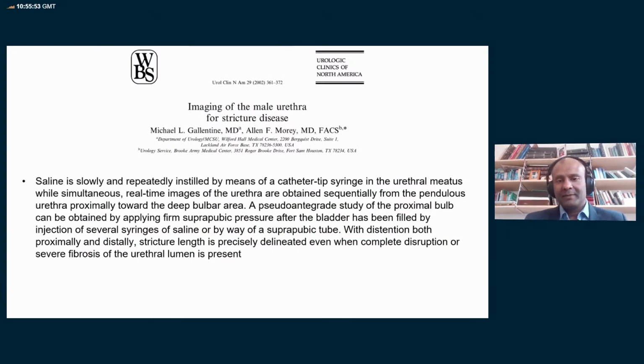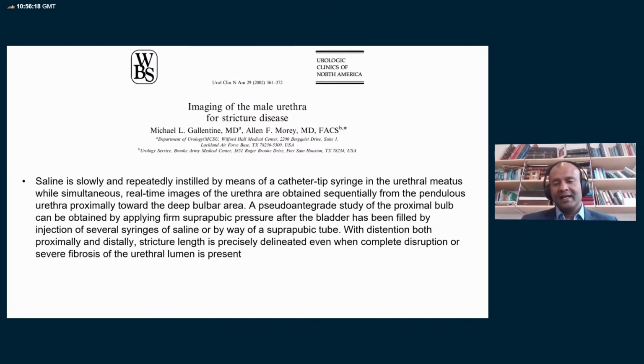This was a paper by Alan Murray, well known in Texas and the States, who publishes a lot on urethral stricture disease. They described a technique where they filled the urethra with saline and with a catheter, and then carried on taking pseudo-antegrade studies of the urethra, trying to examine the bulbar urethra.